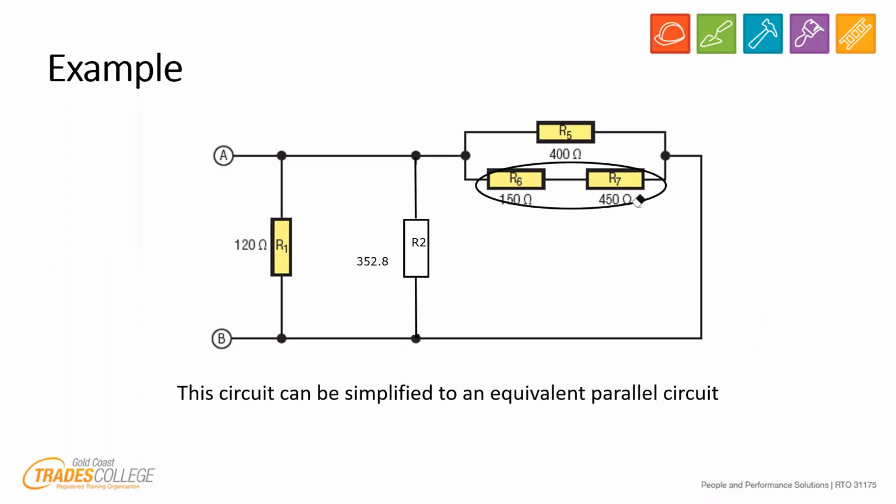Okay, so that leads us on to this next part. I've circled the bit that I want to start with to simplify. So we're going to say RT of the series part there is R6 plus R7. Let's get that out of the way first. So that will equal 150 plus 415. Those are the numbers we had last time.